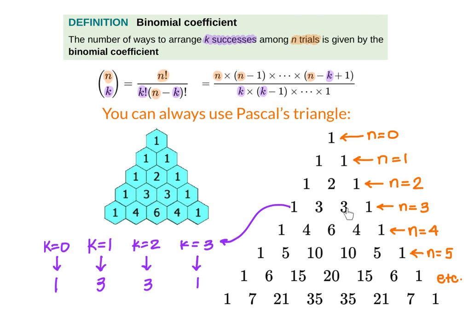And then how do you figure out these two numbers here? Well, 1 plus 2 makes 3. 2 plus 1 makes 3. 1 plus 3 makes 4. 3 plus 3 makes 6, etc.